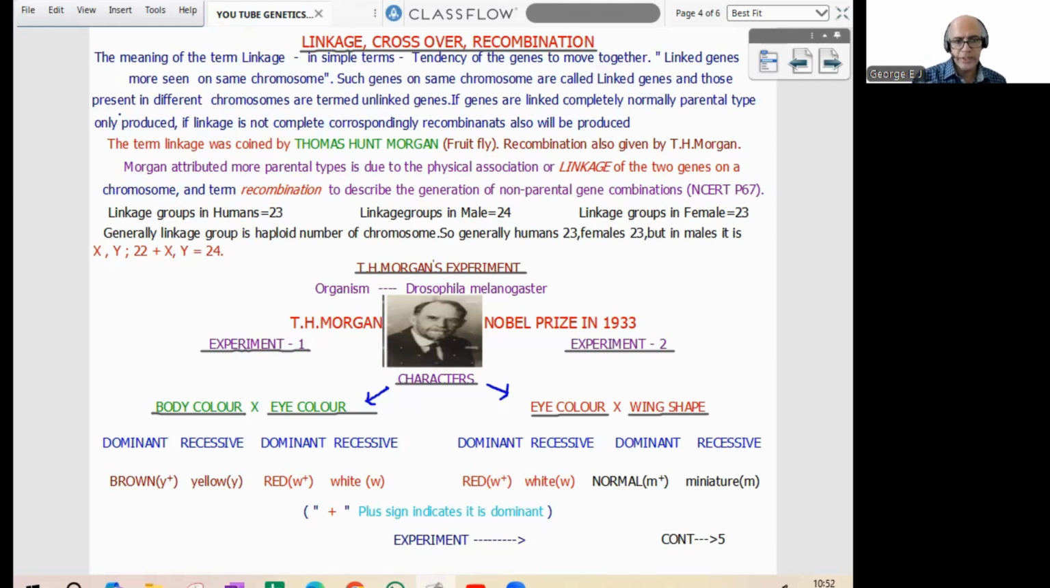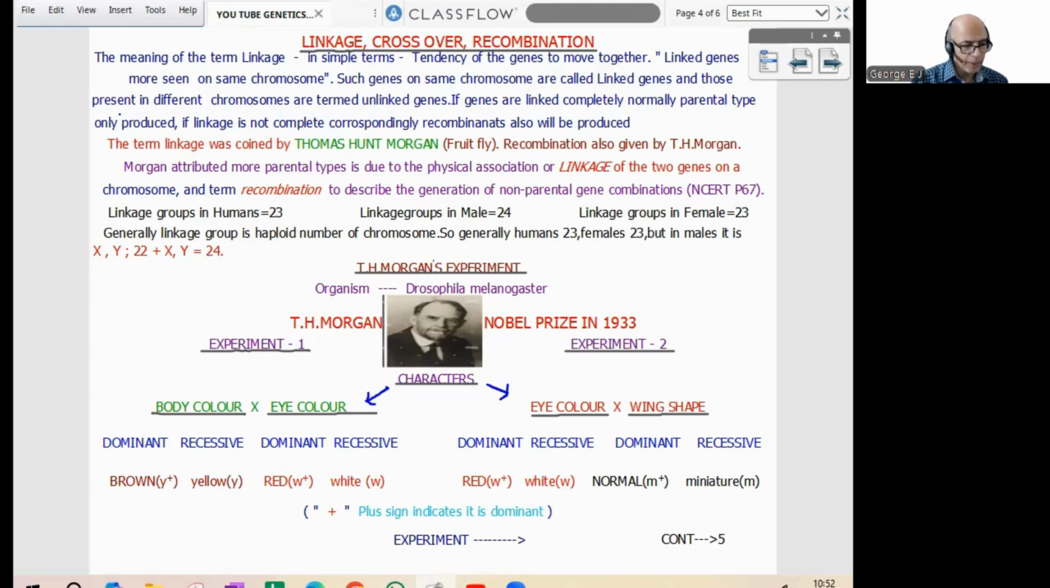And usually linked genes seen on same chromosome. Such genes on same chromosome are called linked genes. And those present in different chromosomes are termed unlinked genes. Many terms are there in this area. But we have to proceed mainly NCERT, even in Morgan's experiment. If genes are linked completely, complete linkage if it is there, only parental types or characters or offsprings will be produced. If linkage is not complete, correspondingly recombinants also will be produced. I think that part is clear. Now we can continue.